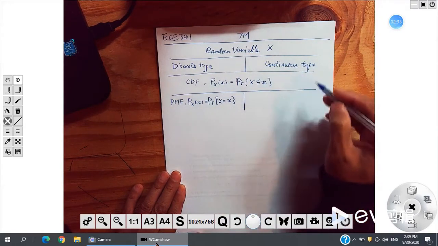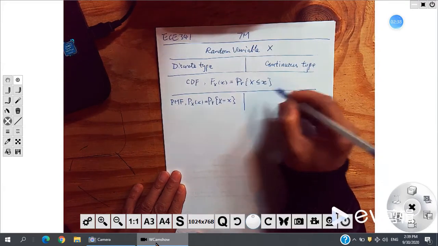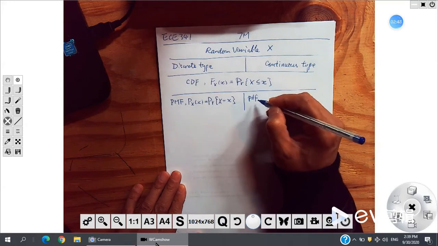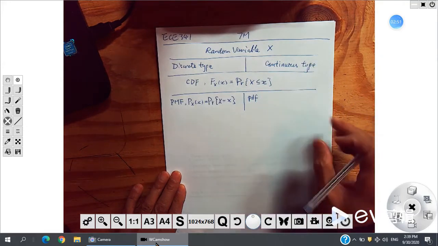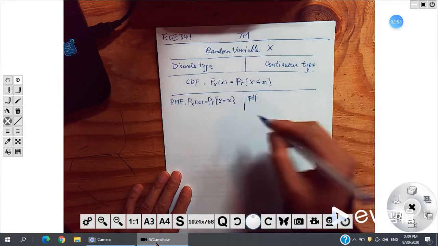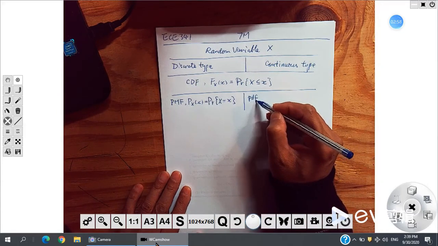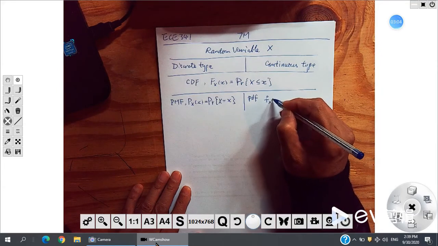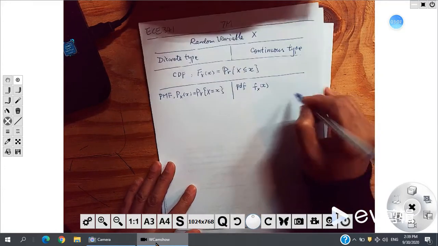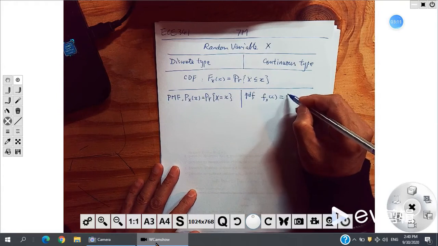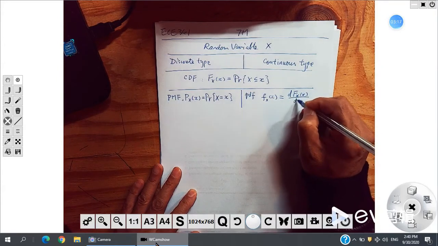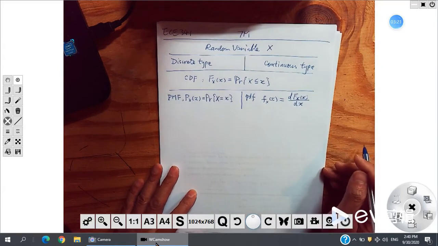Then for continuous type, we have another function, that is PDF, probability density function. The name is the same as the kind of files, PDF file, document file. But here it is a probability density function. We write it as f_X(x). It is the derivative of F_X(x), taking the derivative according to x.